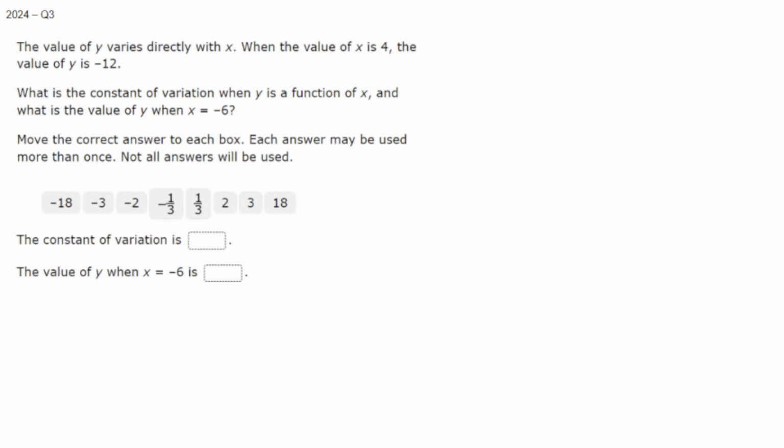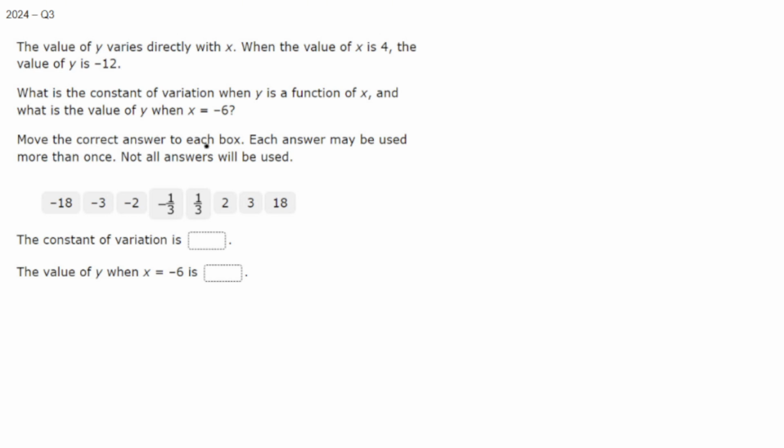The value of y varies directly with x. When the value of x is 4, the value of y is negative 12. What is the constant variation when y is a function of x? And what is the value of y when x is equal to negative 6?